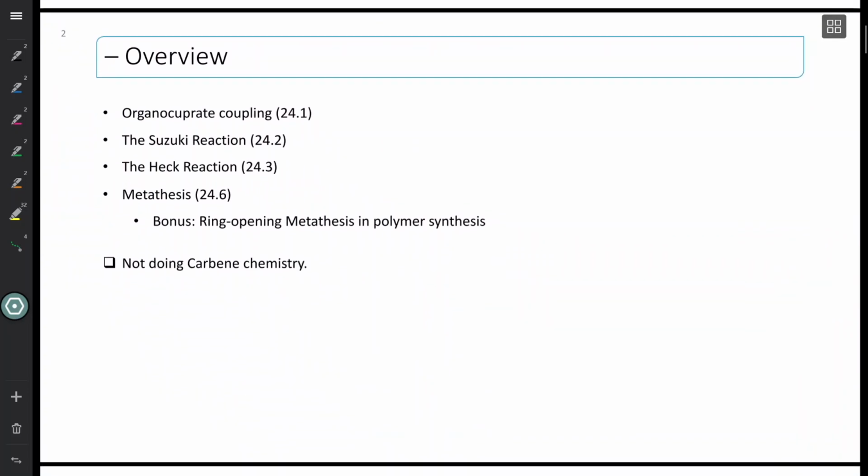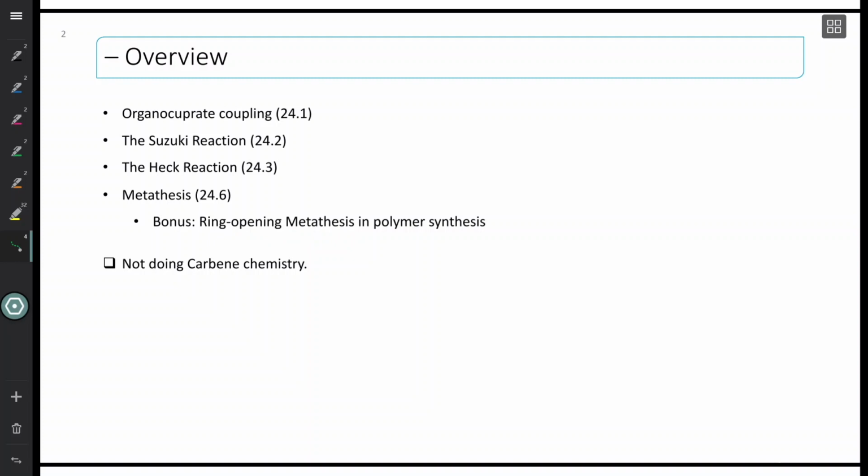So we're going to look at organocuprate coupling. So we've seen some organocuprate reactions before. And then we're going to do the Suzuki and the Heck. These are palladium coupling reactions. And then we will look at metathesis, which is a fun reaction. And then bonus, because I'm a polymer chemist, we're going to do ring opening metathesis.